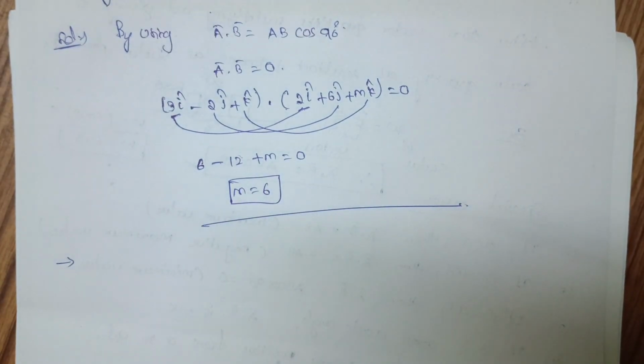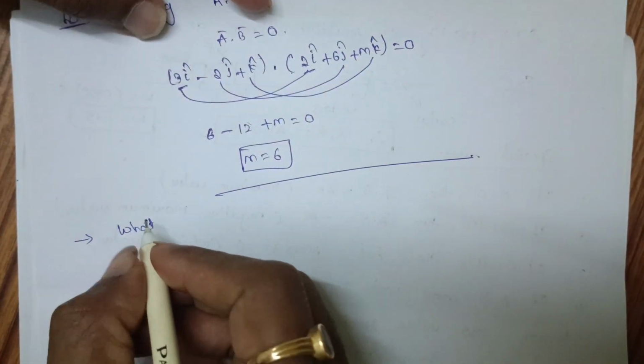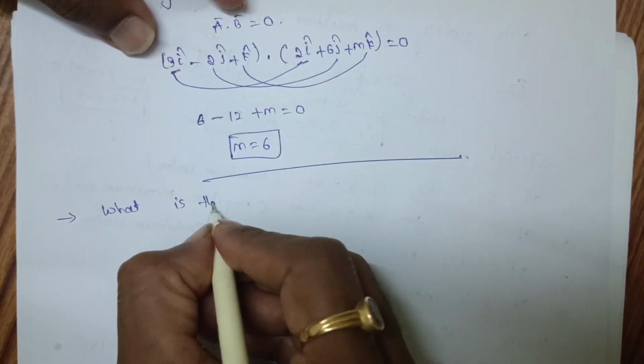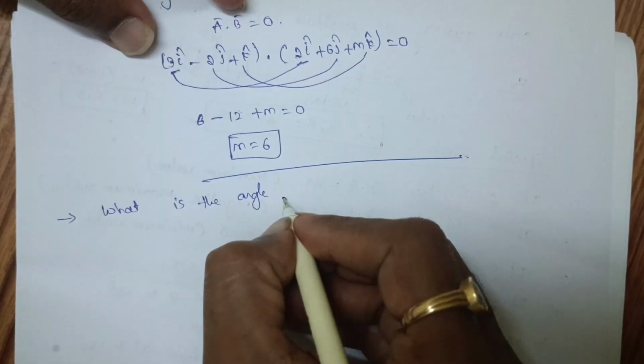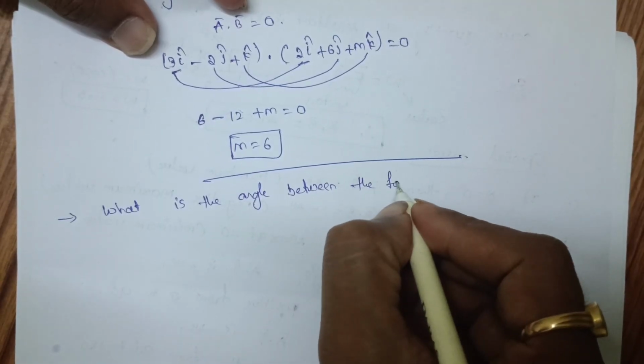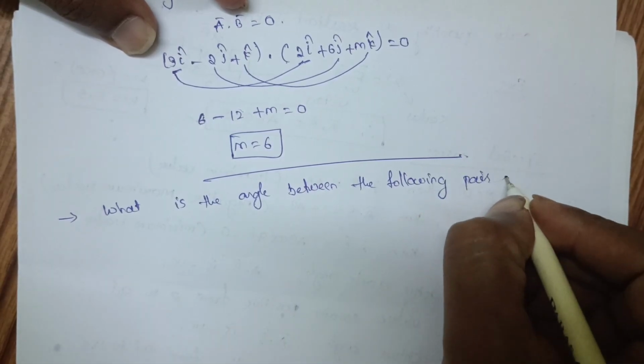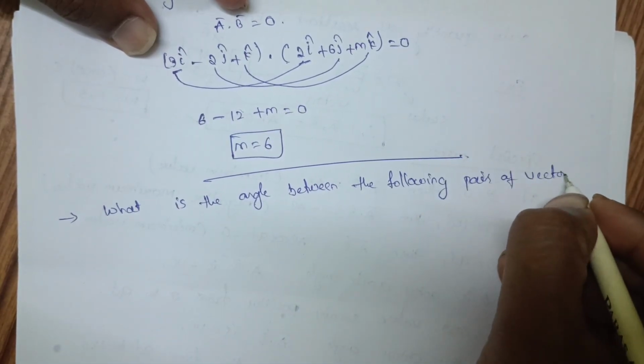Then next point, here what is the angle between the following pair of vectors?